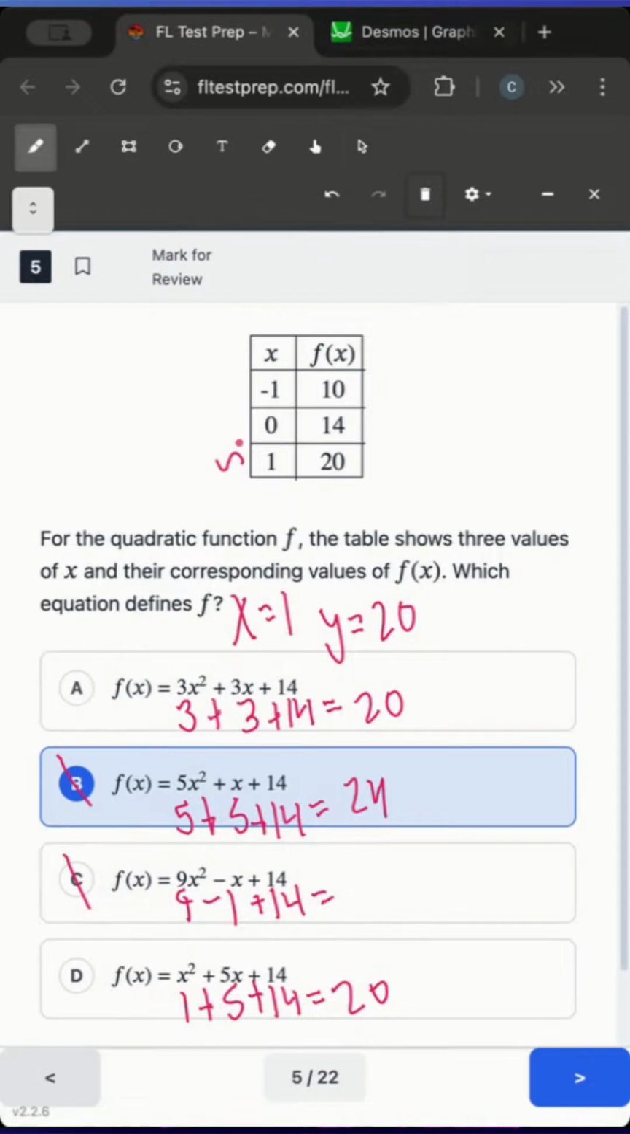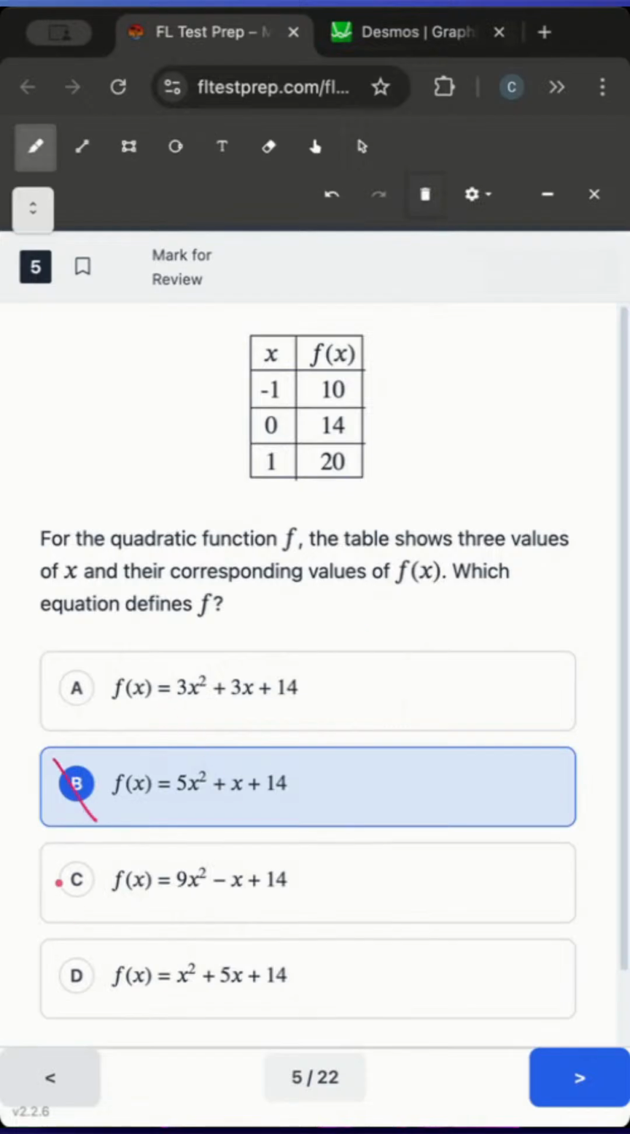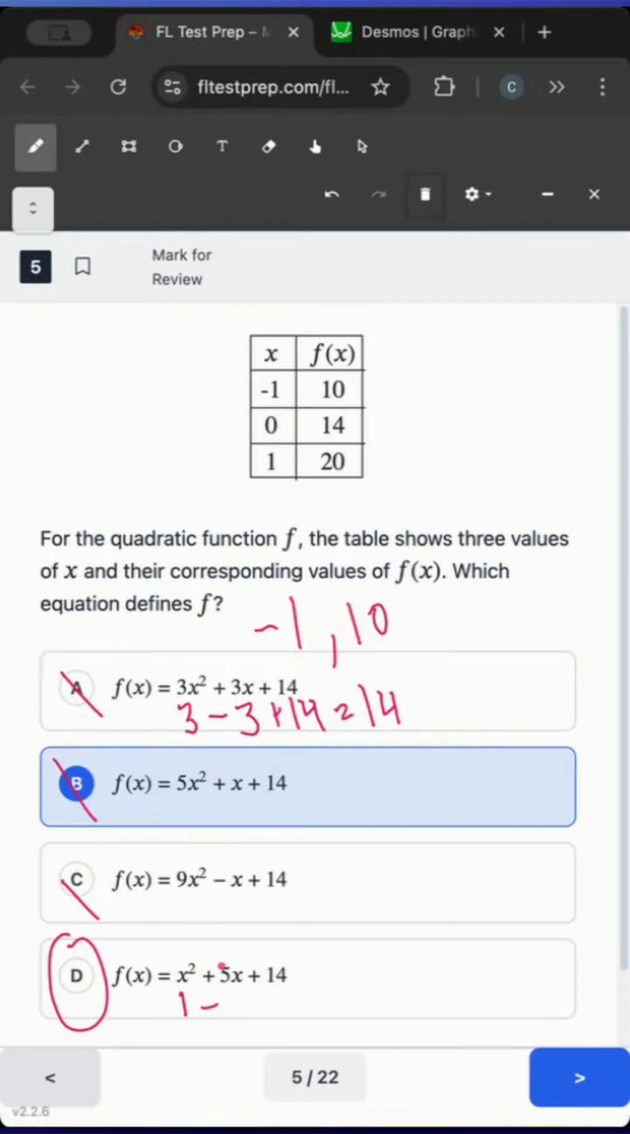So we're going to try our next number, -1. So let's plug, we know B and C are wrong. So -1 squared is 1, so it'd be 3, minus 3, because 3 times -1 is -3, plus 14, that equals 14. And I know when I plug in -1, I want 10. So I know A is wrong and D is the correct answer, but let's double check real quick. Well, negative 1 squared is 1 minus 5 plus 14. And that would be negative 4 plus 14, which is 10. Once again, D is the correct answer for this question.